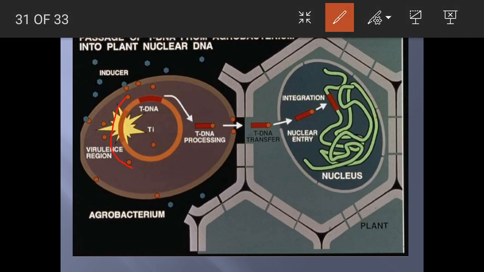So this is the T-DNA of the bacterium, I mean the Ti plasmid. You can find that only the T-DNA itself is now transferring into the plant cell. This is the nucleus of the plant cell, this is the genome or the chromosome of the plant cell, and the T-DNA is now ligated or integrated into the plant genome.